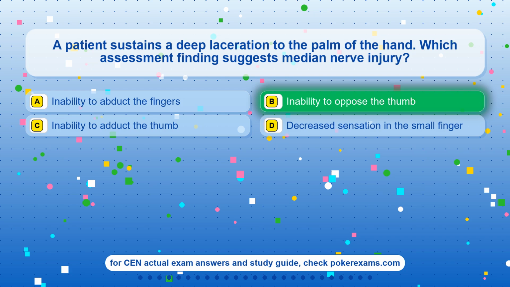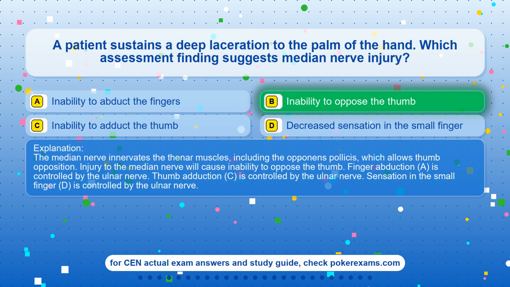The correct answer is option B. Inability to oppose the thumb. The median nerve innervates the thenar muscles, including the opponens pollicis, which allows thumb opposition. Injury to the median nerve will cause inability to oppose the thumb. Finger abduction, A, is controlled by the ulnar nerve. Thumb adduction, C, is controlled by the ulnar nerve. Sensation in the small finger, D, is controlled by the ulnar nerve.